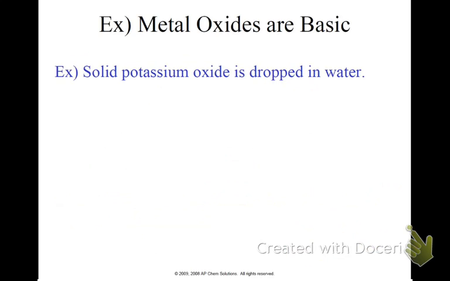Solid potassium oxide is dropped in water. So this is the same general idea. Maybe pause the video, see if you can do this one on your own. And if not, or once you do, go ahead and resume the video and take a look.